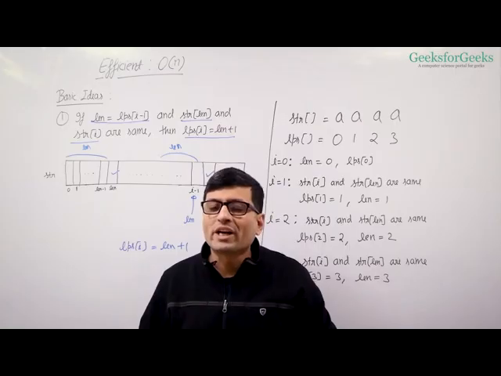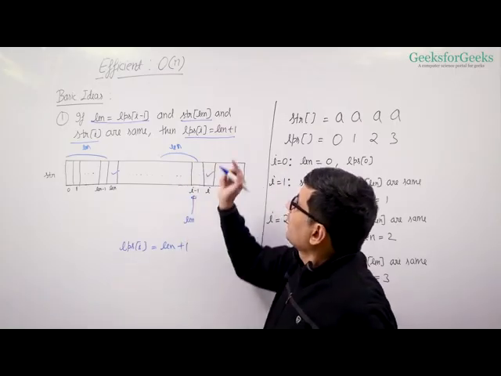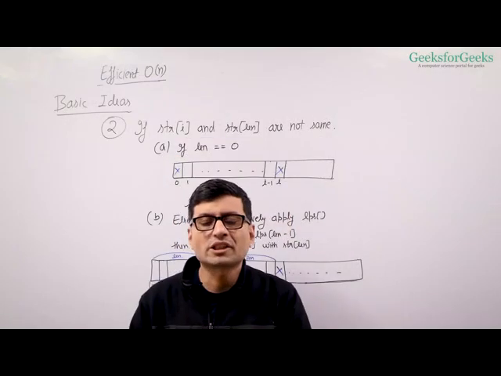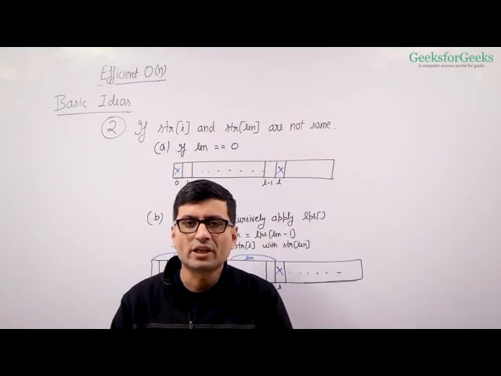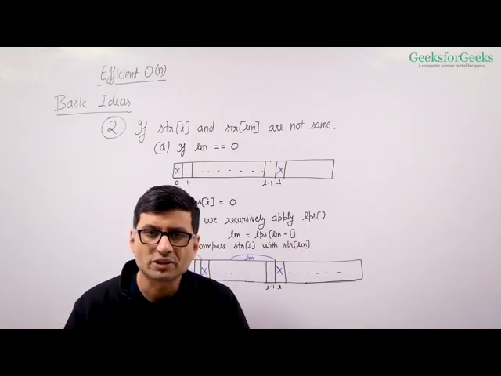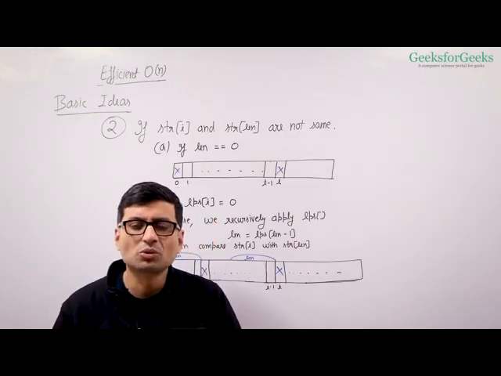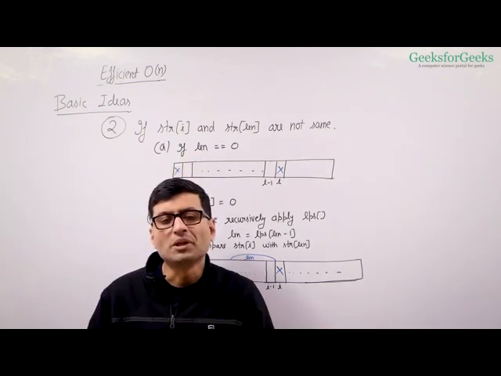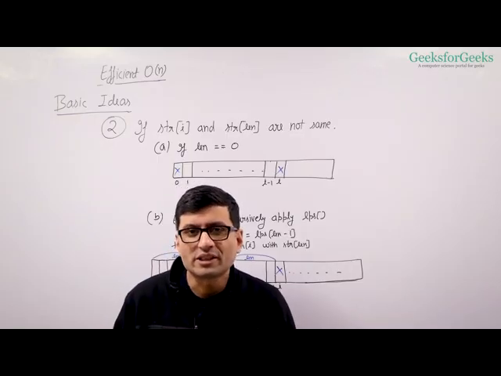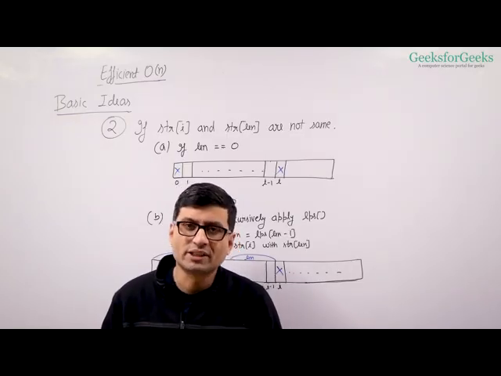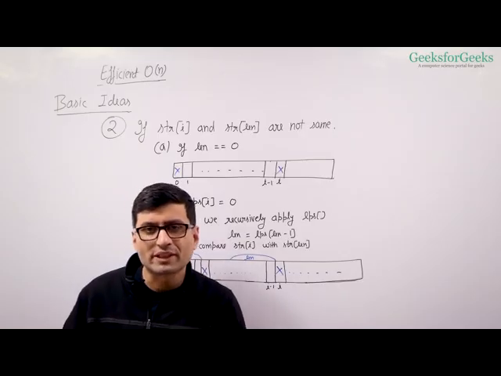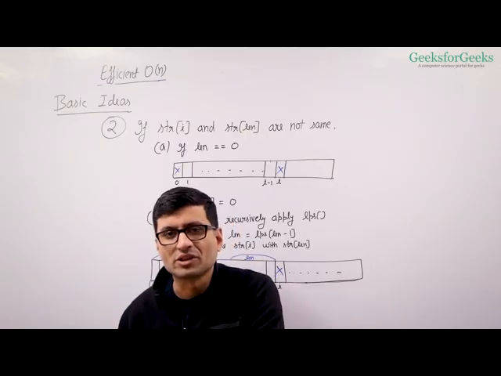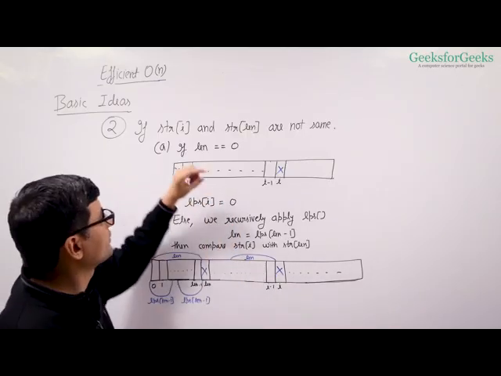Now, how do we handle the case when str length and str I are not the same? Let us now talk about the case when str I and str length do not match. This particular case has two subcases. The first subcase is len is 0. Please note that this len represents the LPS value of index I minus 1, which is the longest proper prefix which is also a suffix for your string from index 0 to I minus 1.